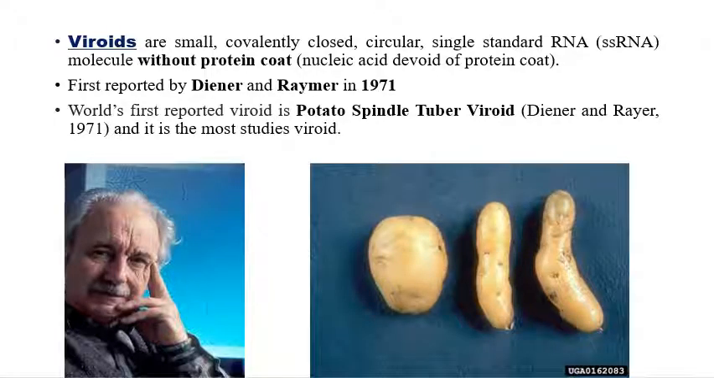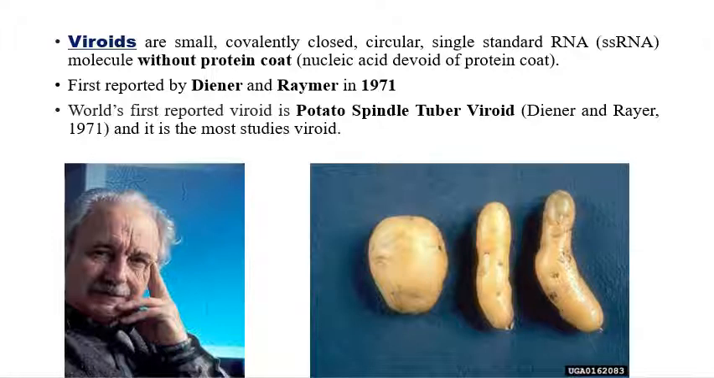Let's start with the viroids. Viroids are small, covalently closed circular single-stranded RNA molecules. They contain no protein coat, whereas the virus genome is made up of DNA or RNA, but not both. Here, the viroid genome is made up of RNA only. The main difference between virus and viroid is that viruses contain a protein coat, whereas viroids are devoid of protein coat.